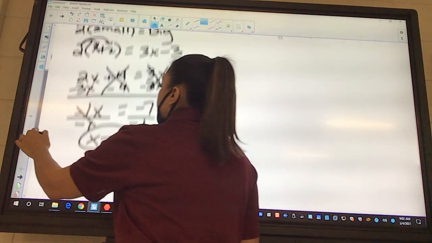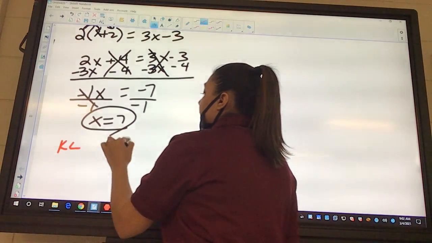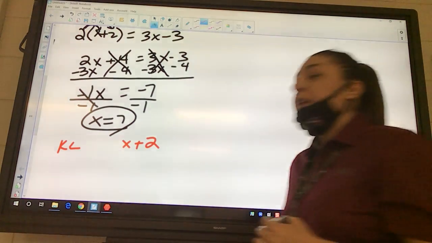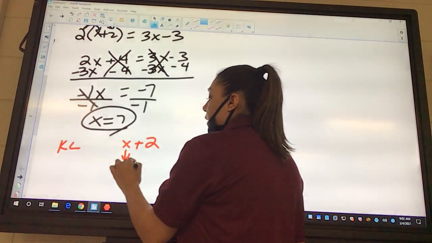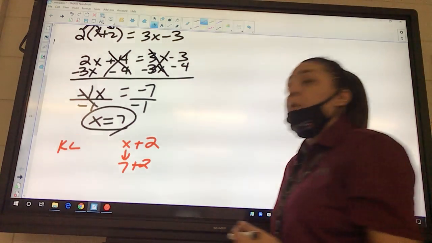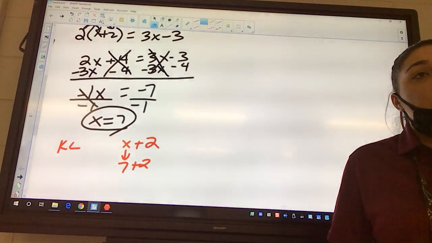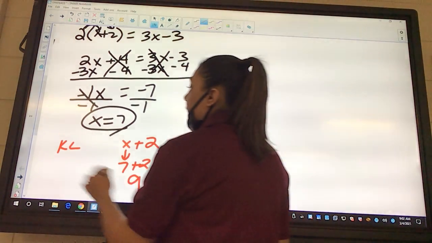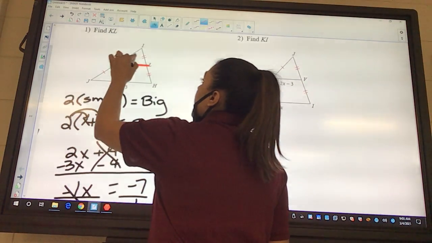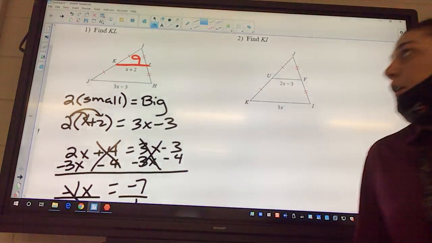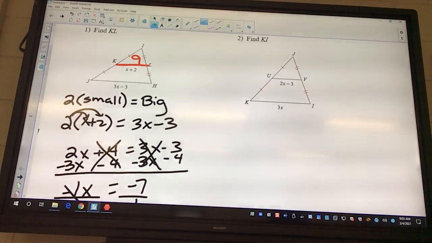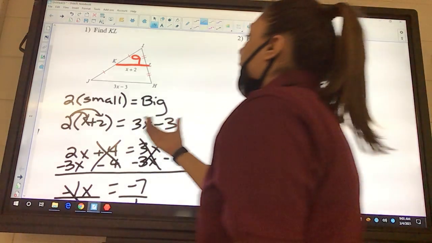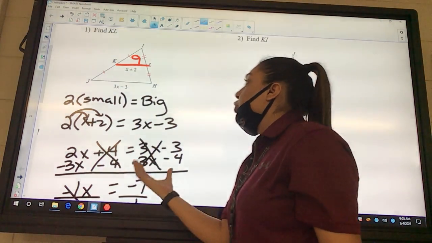x plus 2. So we know that KL is x plus 2. What is the x value? 7. So you could plug in 7 wherever there's an x, and so it's going to be 7 plus 2, 9. So KL is 9. Now, without having to do any more work, and I know some of you probably didn't get that down there, if KL is the small one and it is 9, then what is the big one? 18.